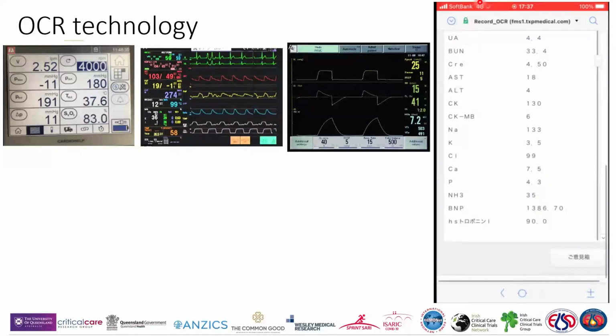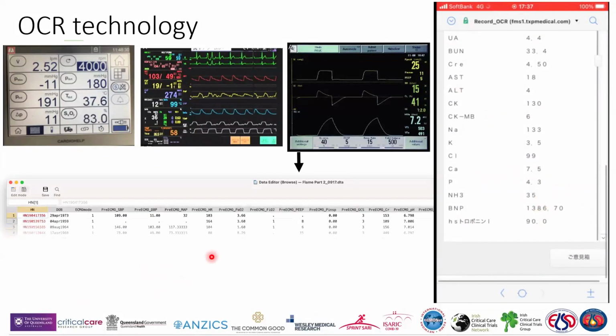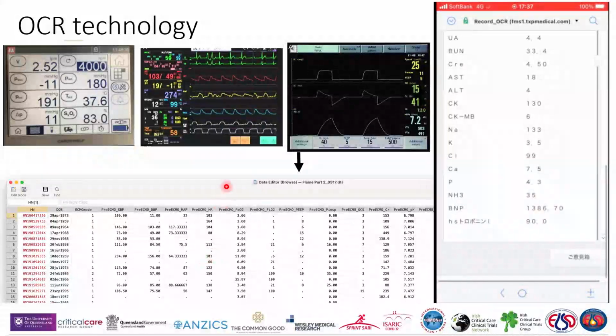And you can see it's already up and running, really. Yeah, so what we end up with is data that's very reliable in a database format, without any errors of transcribing.